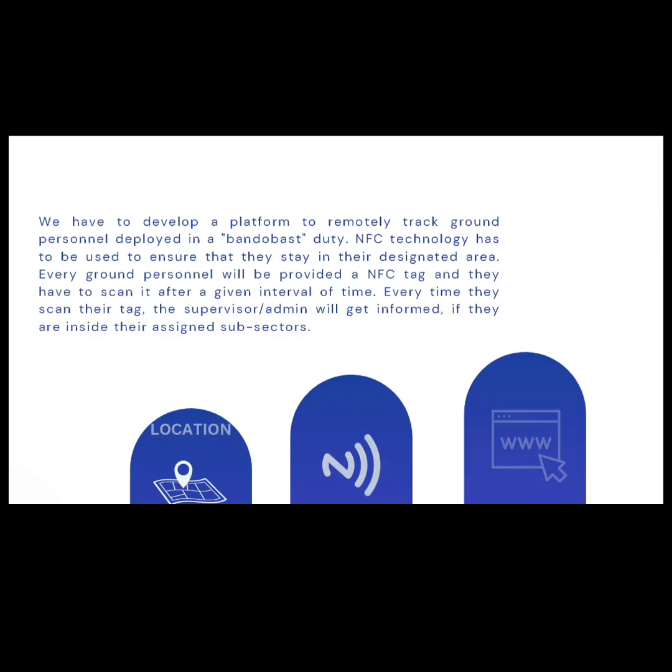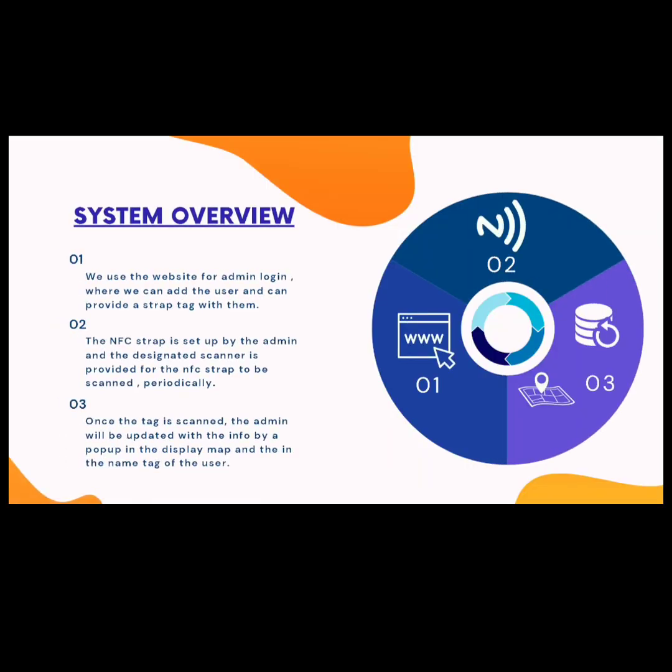So now moving on to our system overview. The website is developed for admin use only, where after a successful login, he or she can add the ground personnel and track the scanner on the event day. Ground personnel will be provided with distinct strap tags. The NFC tags will be stored in a wristband, in such a way that it can be taken out only by cutting the strap. Designated scanners are provided for the NFC straps to be scanned. Once they are scanned, the admin will be updated with the information by a pop-up display on the map and the name tag of the user.